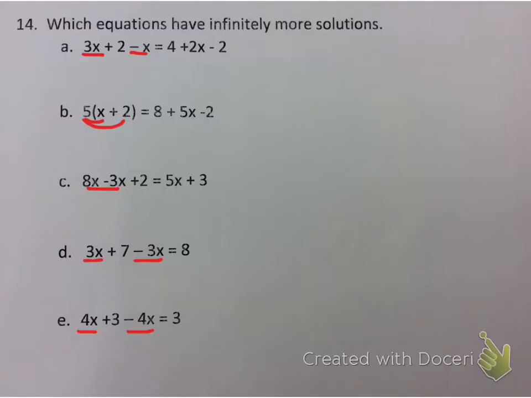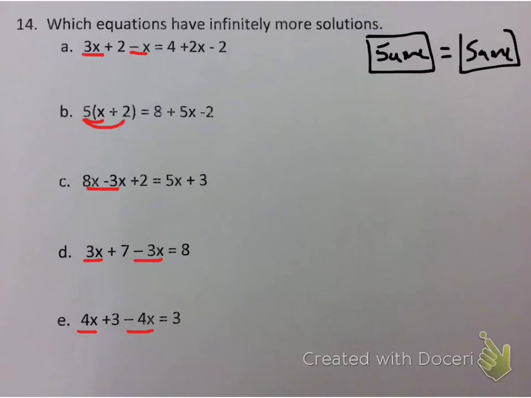14. So, again, which equations have infinitely many solutions? So, infinite is when it's the same equals same, like 2 equals 2 equals infinite. So, let's go check some of these. Combine your like terms. So 3x minus x, that'll be 2x plus 2 equals 4 minus 2, that equals 2x plus 2.